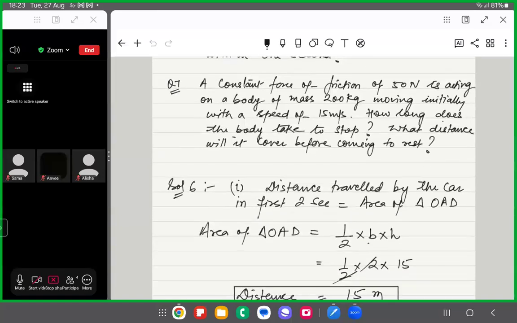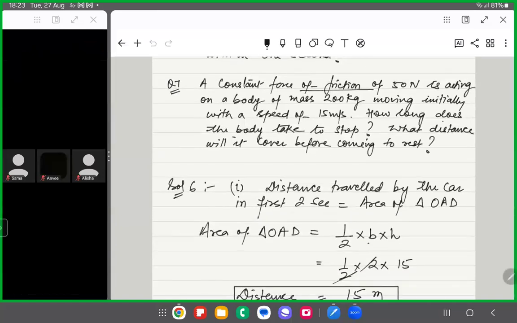Question number 7. A constant force of friction of 50 Newton is acting on a body of mass 200 kg, moving initially with a speed of 15 meter per second. How long does the body take to stop, and what distance will it cover before coming to rest?